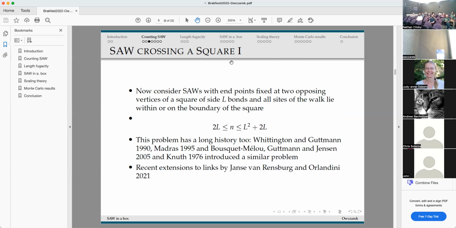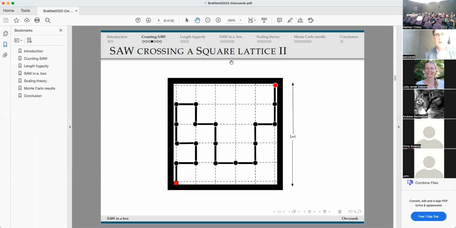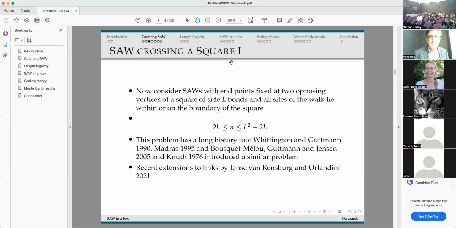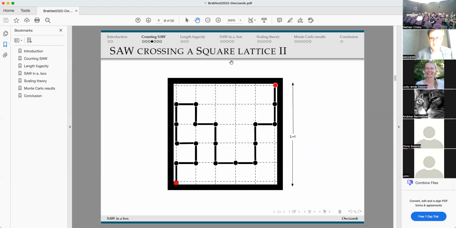So if you think of walks crossing a square, say a small square of size 5, you should immediately notice that if you consider different walks going from one corner to the other corner, they can be of different length. In fact, they can be as short as 2L and as big as L squared plus 2L, I think. So they can be of order L, or anywhere in between order L and order L squared. So you don't have a fixed value of length.